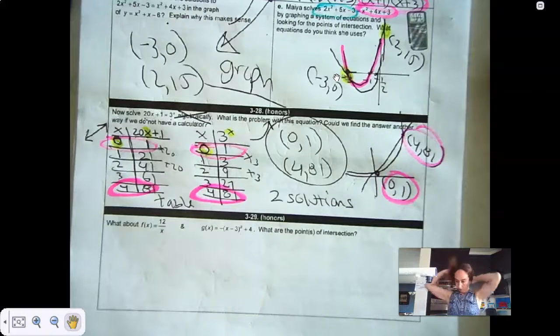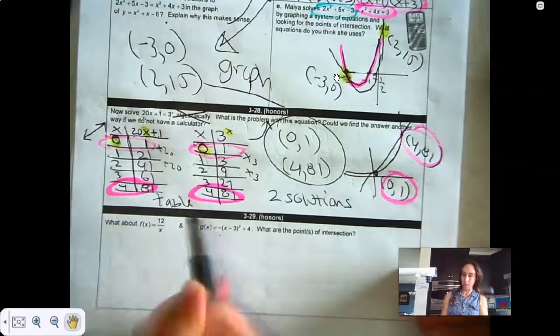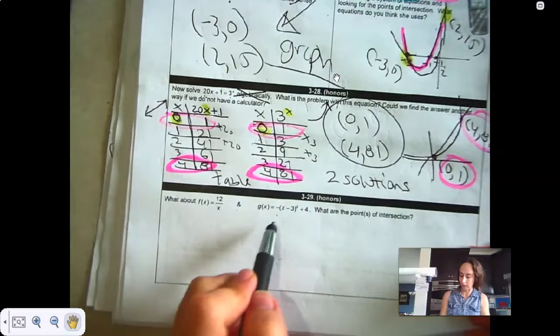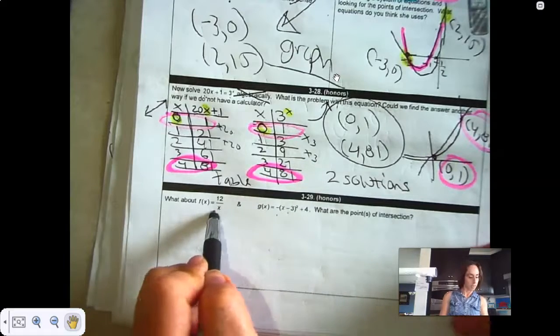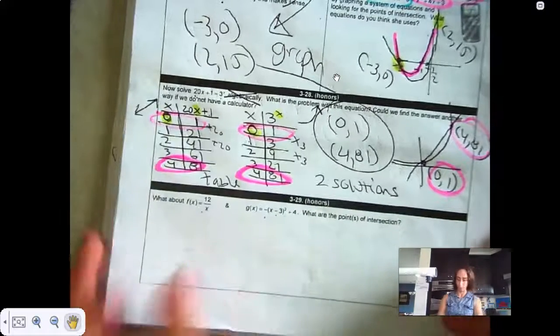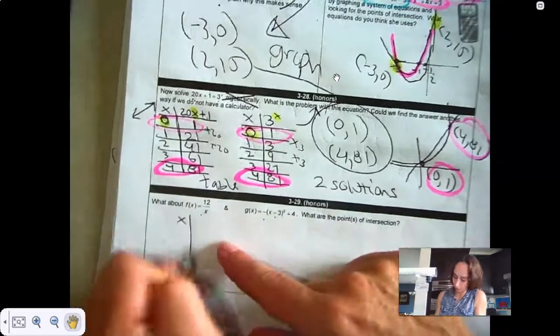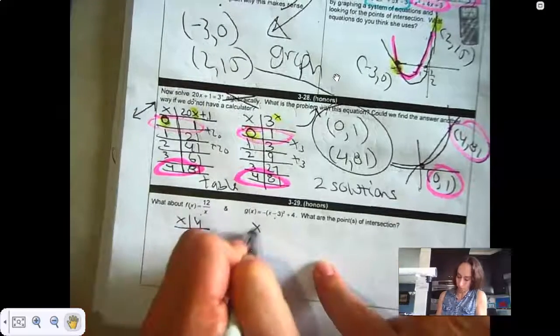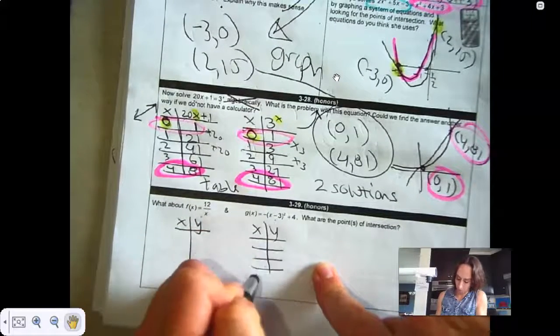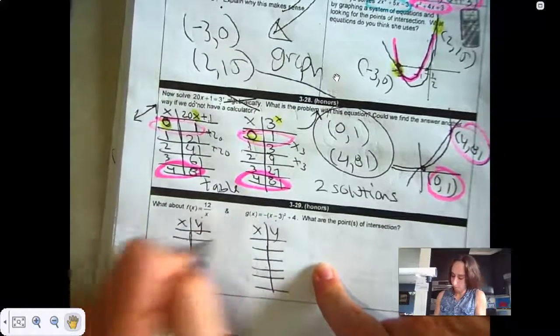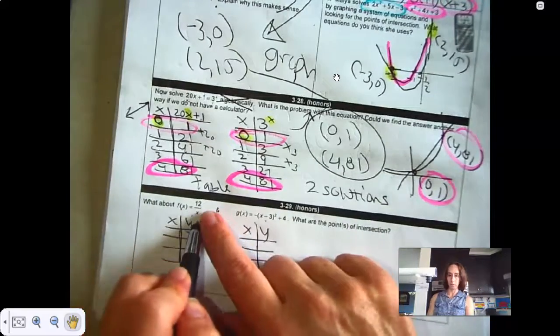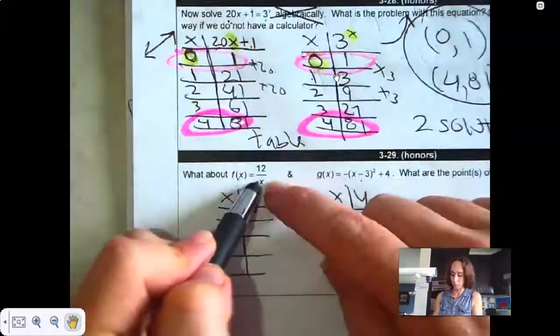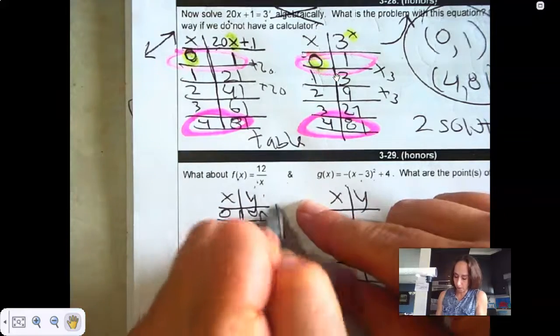Okay, this one. Could I solve this one using algebra? No, because I can't set this equal to that. That's going to make it even more confusing. So guess what I'm going to do? A table. X, Y for this one. X, Y. Now, am I going to start with 0? Let me zoom in a little bit, sorry. I'm not going to start with 0 because 0 is undefined.